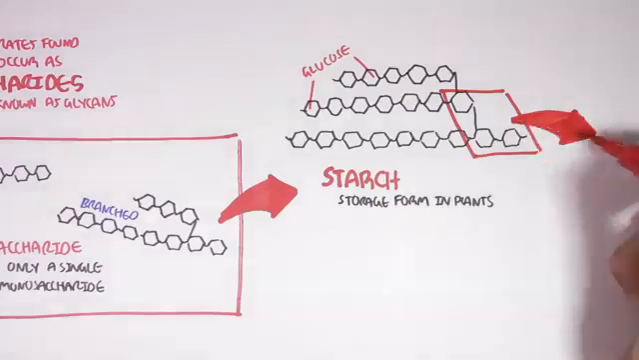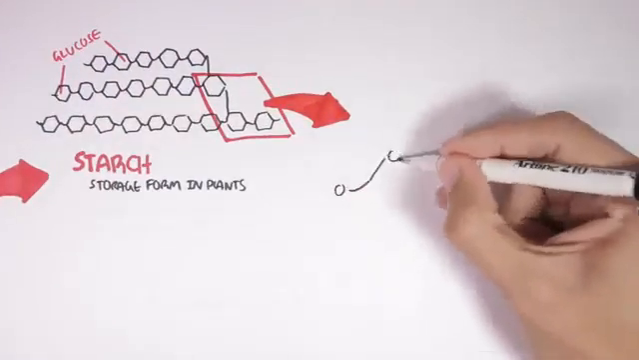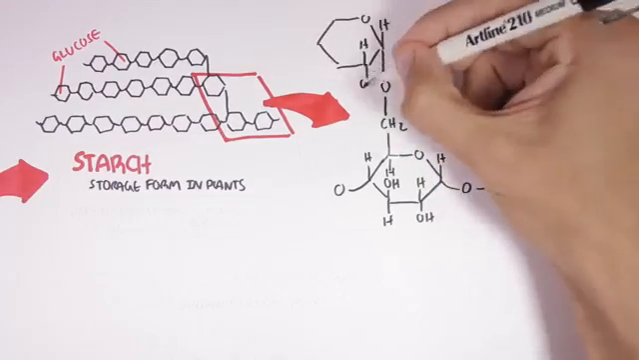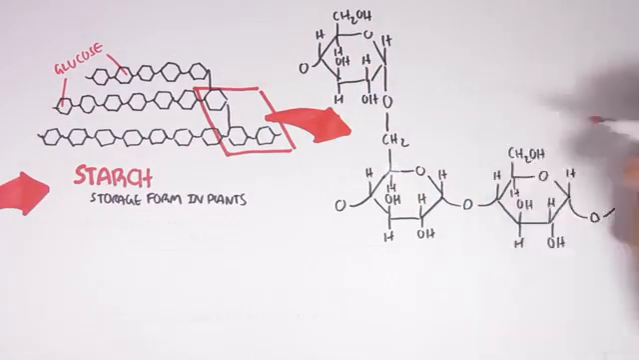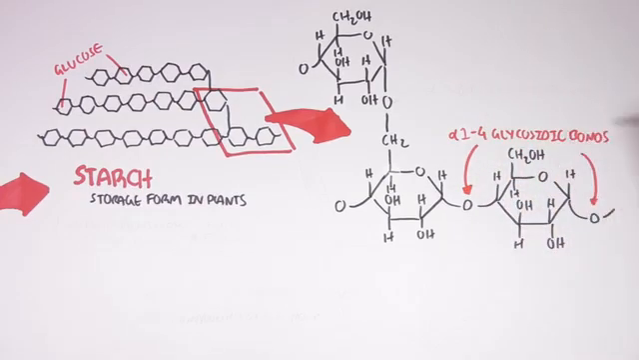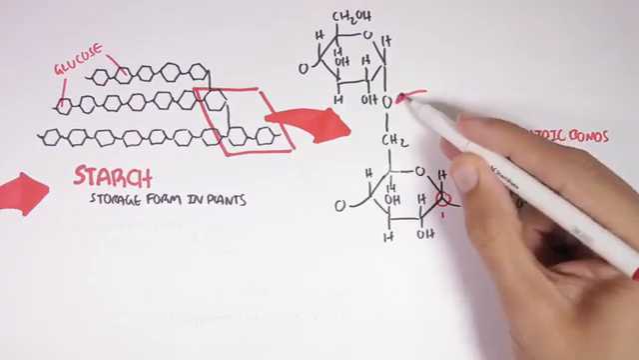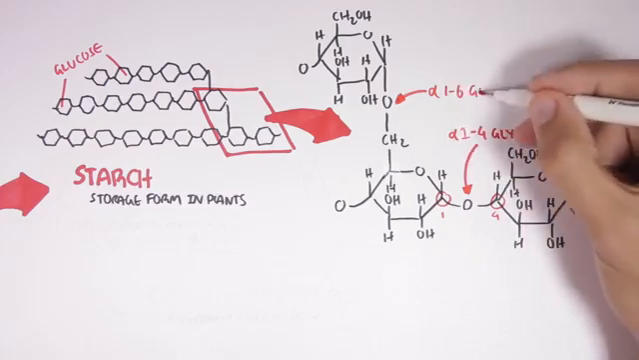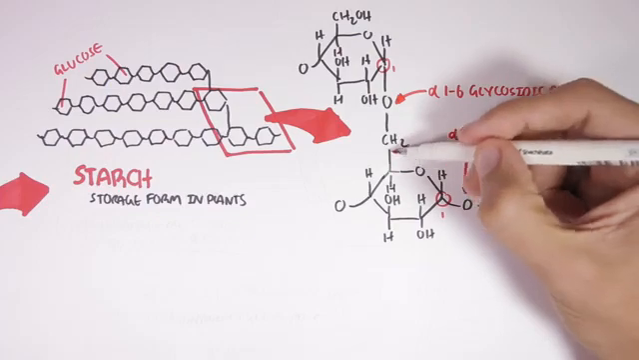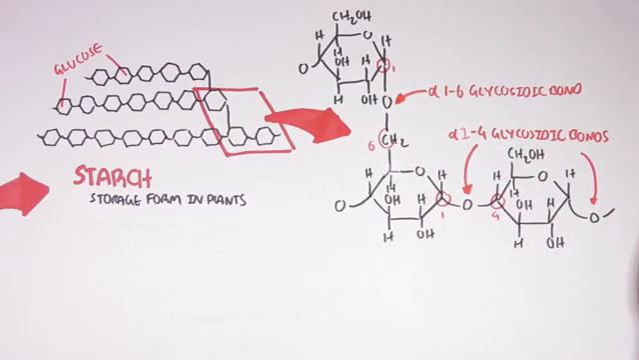Let us zoom into this area here and learn a bit about the bonds. So here we have our regular alpha-1,4 glycosidic bond between two glucose molecules. And this is because carbon number 1 and carbon number 4 of these glucose molecules are involved in the linking process. However, the branching point here is actually an alpha-1,6 glycosidic bond between two glucose molecules. And that is because carbon number 1 of this glucose and carbon number 6 here are involved in the linking process.